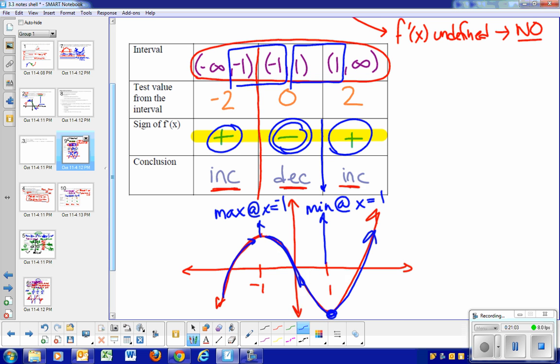Okay, and that answers the question. The question was to find the extrema, and my extrema are at -1 and 1. If I needed ordered pairs, I would plug back into my original function, okay, to get the y coordinate.